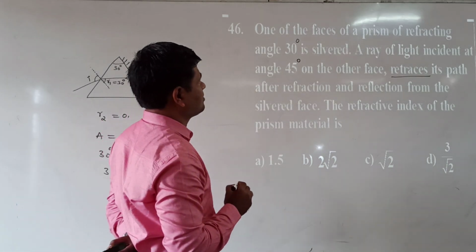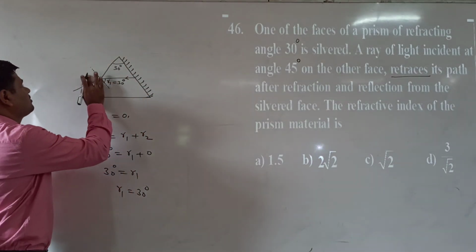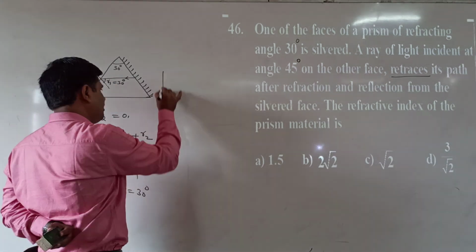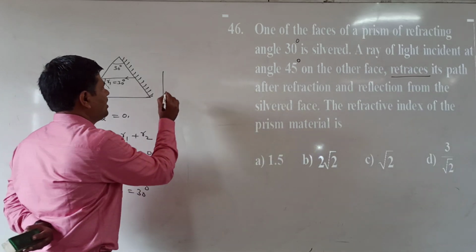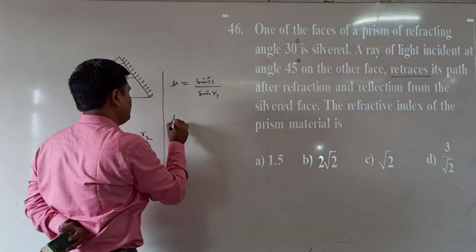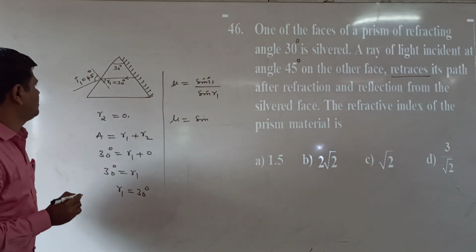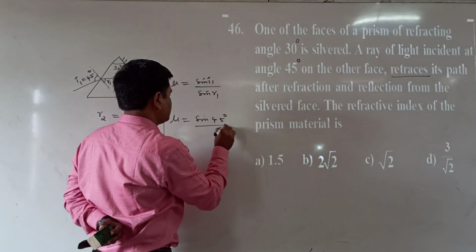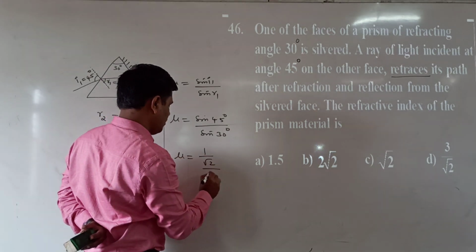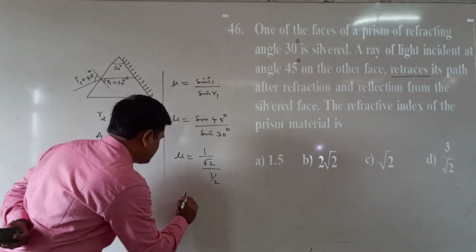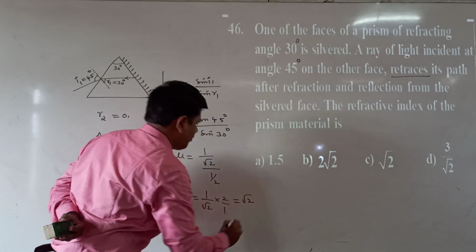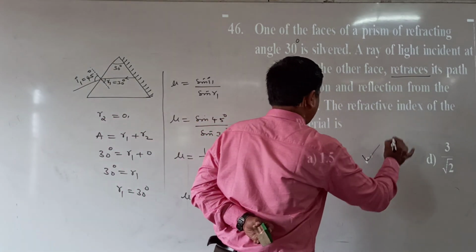Now the angle of incidence is 45 degrees, which means I1 is equal to 45 degrees, as given. Now we find the refractive index. How to find the refractive index here? We know the formula: mu is equal to sin I1 by sin R1. So mu is equal to sin 45 degrees by sin 30 degrees. Sin 45 is equal to 1 by root 2, and sin 30 is equal to 1 by 2. So mu is equal to 1 by root 2 into 2 by 1, and 2 by root 2 is root 2. So the refractive index is root 2.